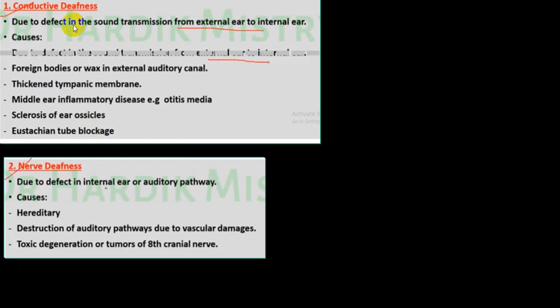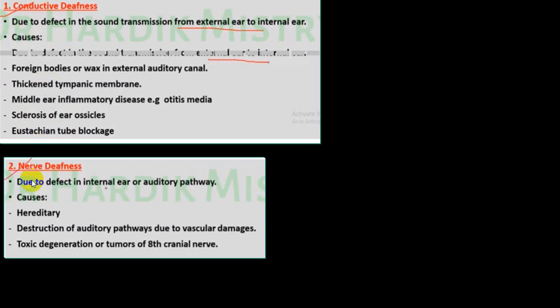So there is something called conductive deafness. This conductive deafness is due to a defect in sound transmission from the external ear, as I already explained, to the inner ear. And that will be because of foreign body, wax, thickened tympanic membrane, damaged tympanic membrane, otitis media, maybe acute or chronic, maybe sclerosis of the ossicles, that is malleus, incus and stapes, which we call otosclerosis, or even a eustachian tube block. This will all be conductive deafness. And if this happens, the person will not have better air conduction. So bone conduction will be better than air conduction. So in conductive deafness, bone conduction will be better than air conduction.